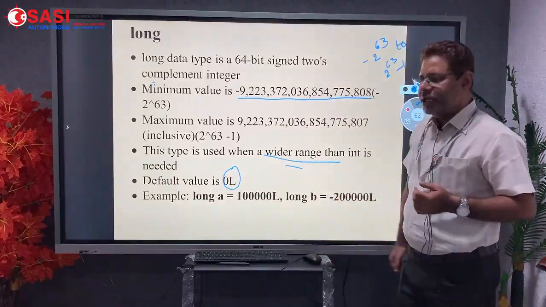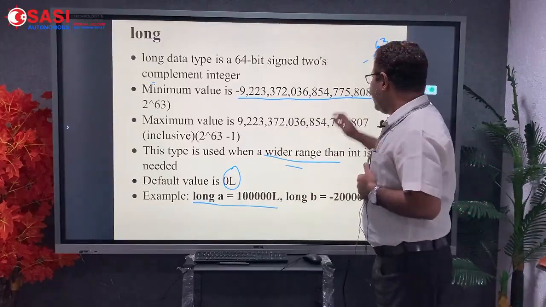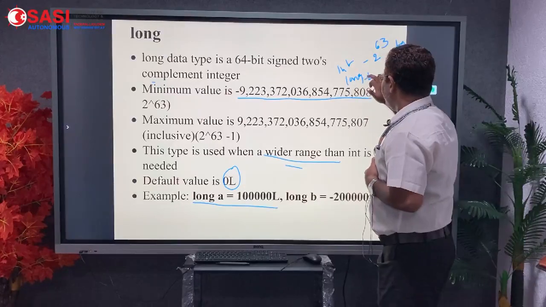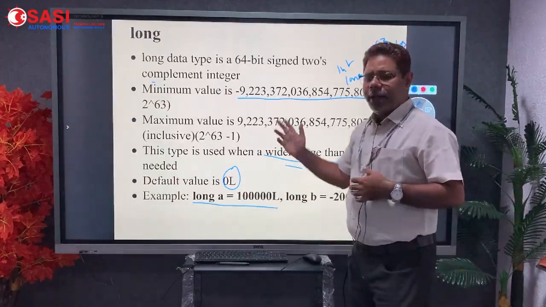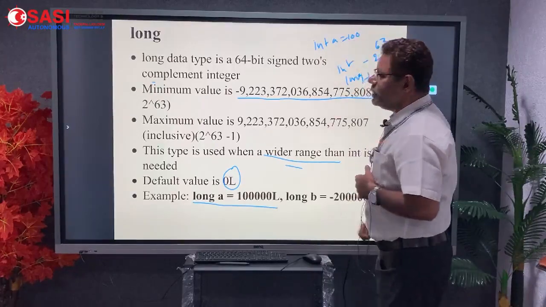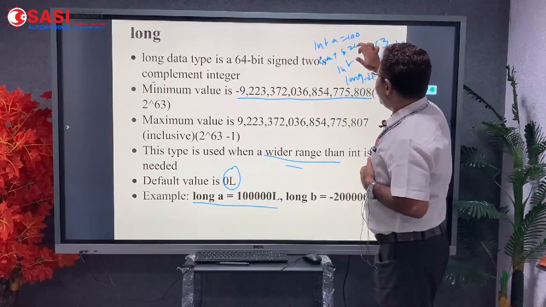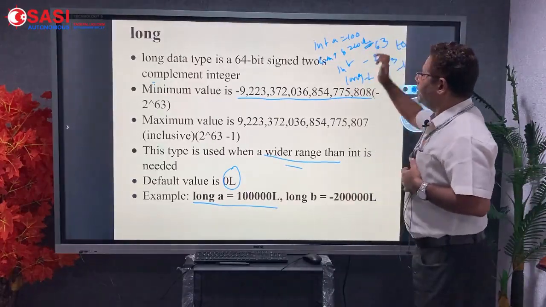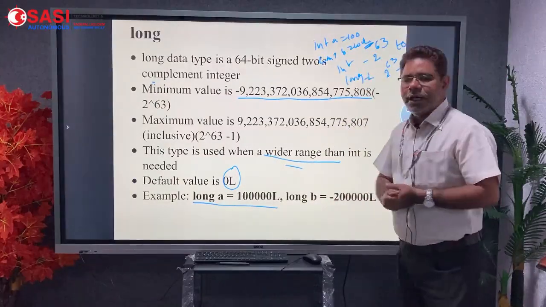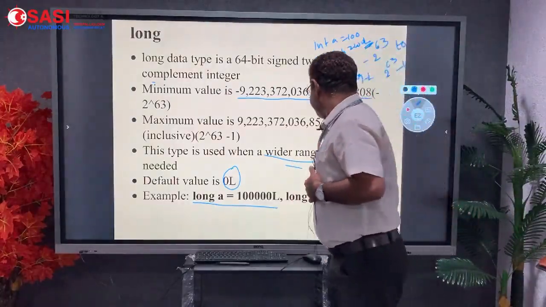The next example is long A equal to 1 lakh L. The difference between the int and the long is that we put L for the long. For example, int A equal to 100, so A is the integer data type. For example, long B equal to 100 L. When we put the L, that means this will take the longer value. That means the B variable is the long data type.